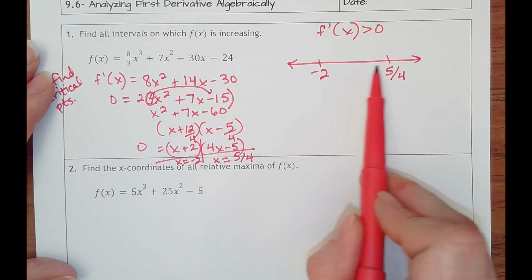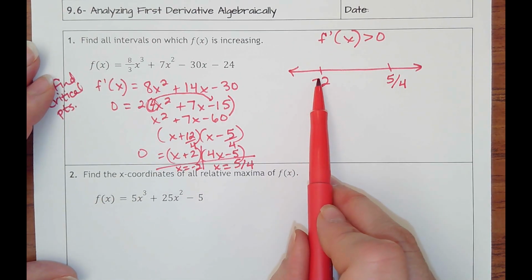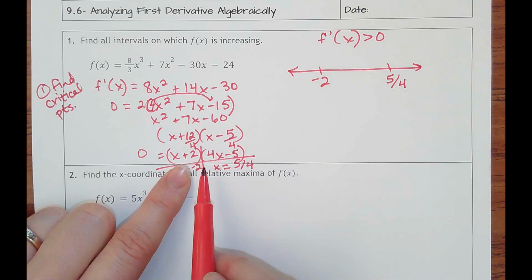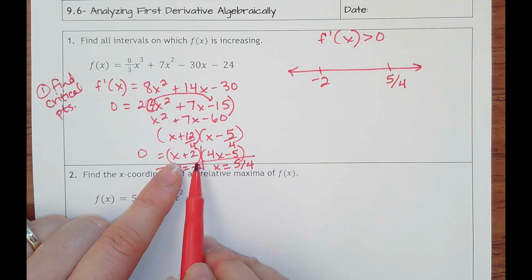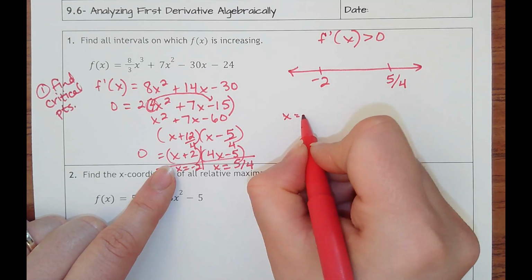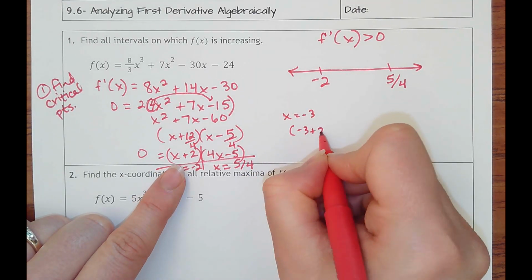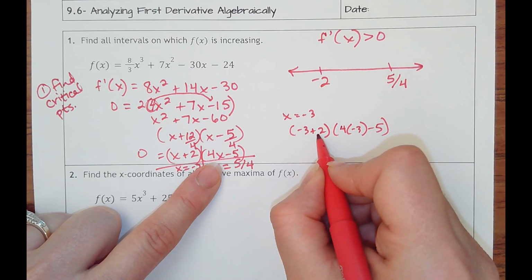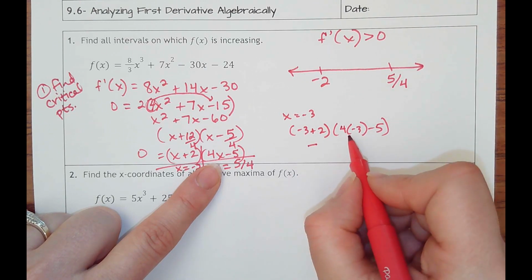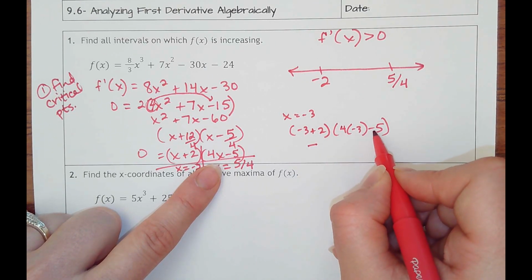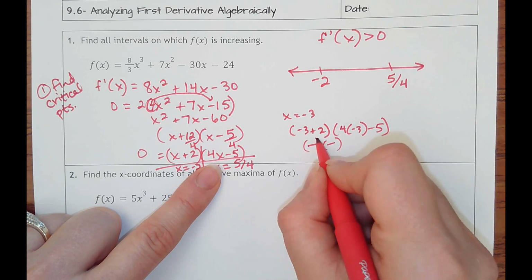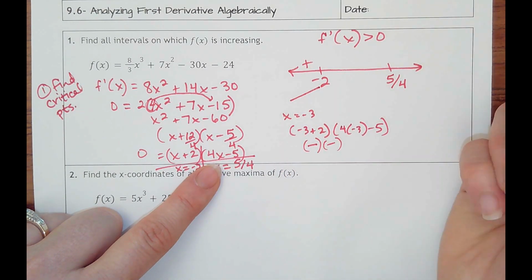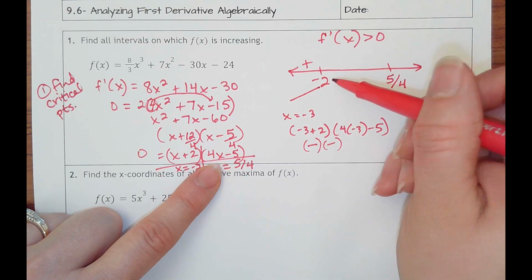We want to think, what is it doing in each of these intervals? So I'd like to pick a point here. Let's say negative 3. If I plug in negative 3 here, all we care about is the signs. Negative 3 plus 2, that's negative 1, so I'll just say it's negative. 4 times negative 3 is negative 12, minus 5 would be negative 17, that's a negative. A negative times a negative makes this positive. So that tells me that it is increasing right here. Does that make sense?